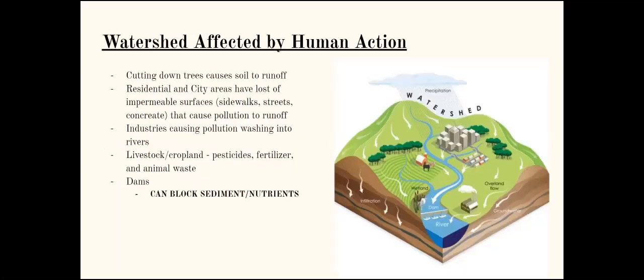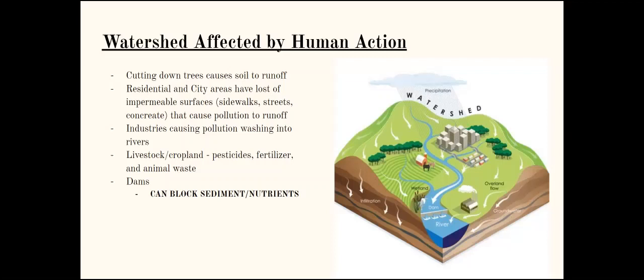The big thing to take away from this is that as our sources of water are refilled from watersheds, we can have a huge impact on the water quality. And there's a couple different things that we do that affect this. Some examples of this could be cutting down trees. What happens from that is that we allow soil to run off and it could pollute our water with sediments.